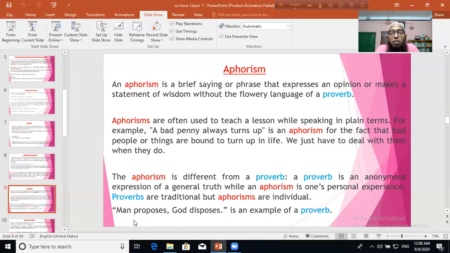So what is the difference here? Aphorism is a personal experience. It is a thought, an idea, a wisdom that has been given by a person, like Francis Bacon has said about studies serving for delight, for ornament, and for ability. That is an example of aphorism. But what is a proverb? A proverb is a traditional saying. Year after year, people believe this type of thought and idea, like man proposes, God disposes. Who said it, when it was said, we don't know. This is not personal, it's traditional.